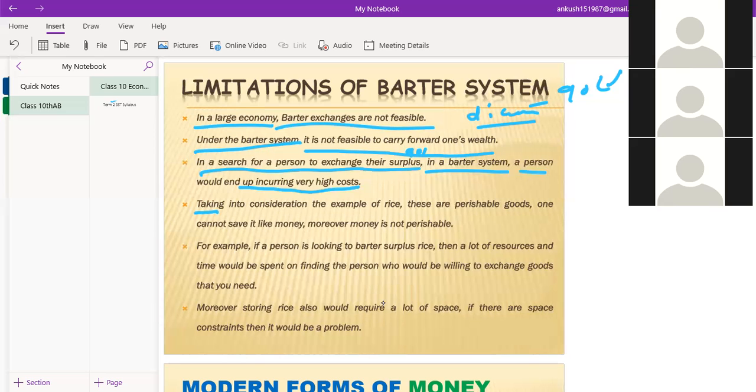So taking into consideration the example of rice, these are perishable goods. One cannot save it like money. Moreover, money is not perishable. Perishable means that we cannot keep the things for a long time, isn't it?